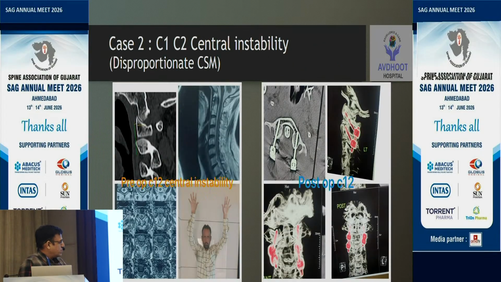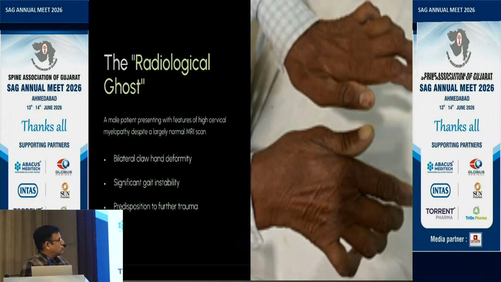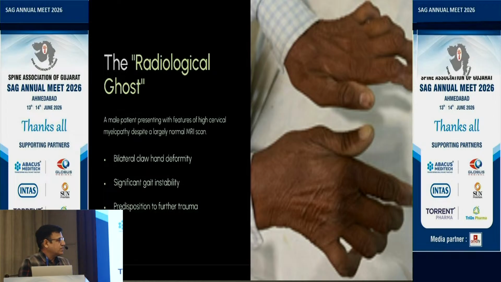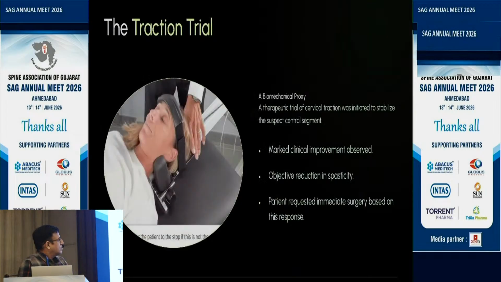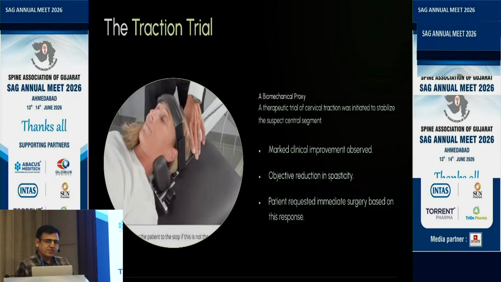This is the second patient. The patient ended up with ataxia and clawing. There was a little bit of instability. I did C1, C2 fixation. So when a patient comes with clawing, with ataxia and a repeated history of falls, you should think of central C1, C2 instability. So give a trial of traction. If the patient improves, then the patient himself will ask for the surgery.